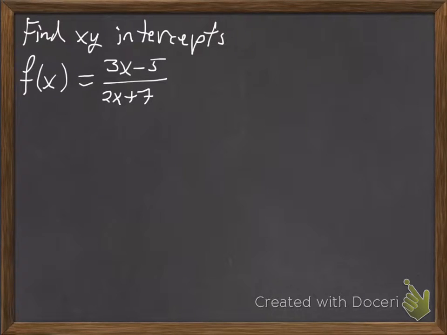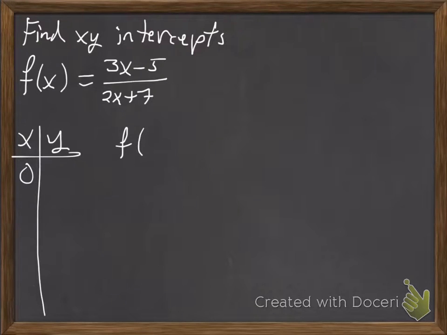Alright, we're going to look at another function here, and we're going to be finding the x and y intercepts. So we're going to do the same t-chart and kind of do the same thing we've done for the other examples here. So let's draw in our t-chart. And first we'll find the y-intercept, and that's when x is 0.